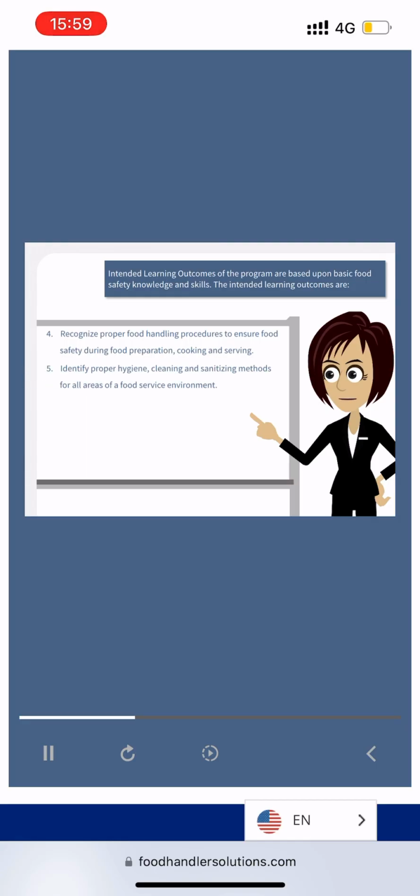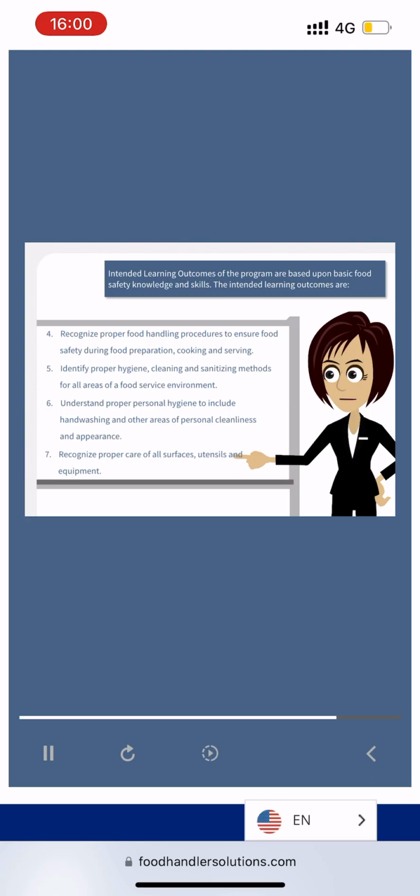Number 5, identify proper hygiene, cleaning, and sanitizing methods for all areas of a food service environment. Number 6, understand proper personal hygiene to include hand washing and other areas of personal cleanliness and appearance. Number 7, recognize proper care of all surfaces, utensils, and equipment.